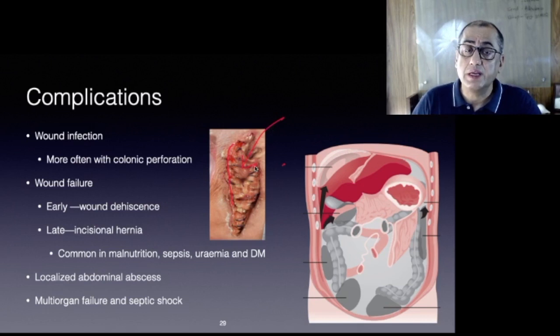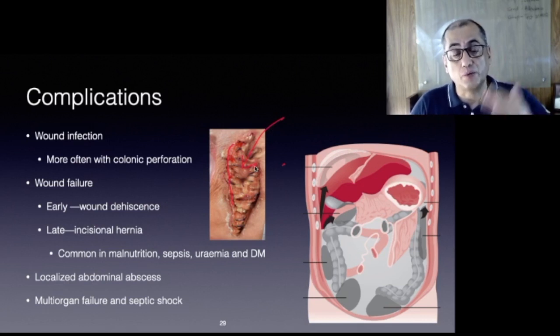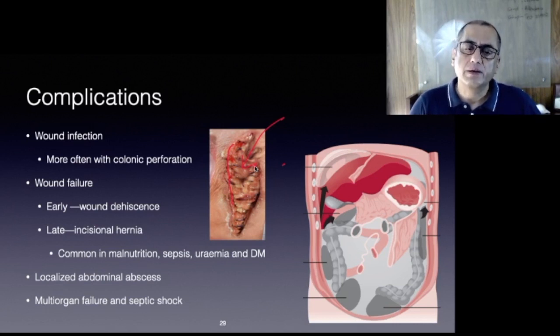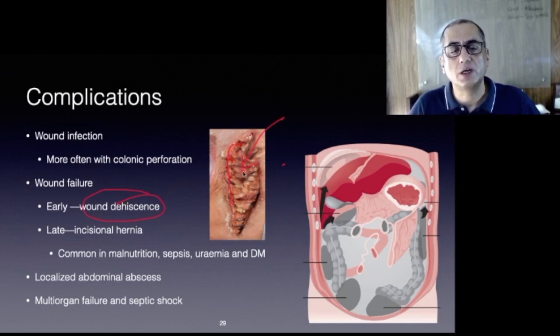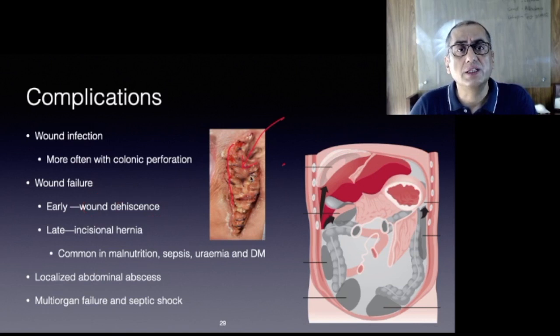Now, wound failure is a partial or a total disruption of any or all of the layers of the operative wound, okay, and it may occur early, and that is known as wound dehiscence, or late, where the wound seems okay, the patient is discharged, comes back a month or two later, and that is the incisional hernia. Now, factors associated with wound failure include malnutrition, sepsis, uremia, diabetes mellitus, steroid therapy, obesity, heavy coughing, and hematoma, with or without infection.